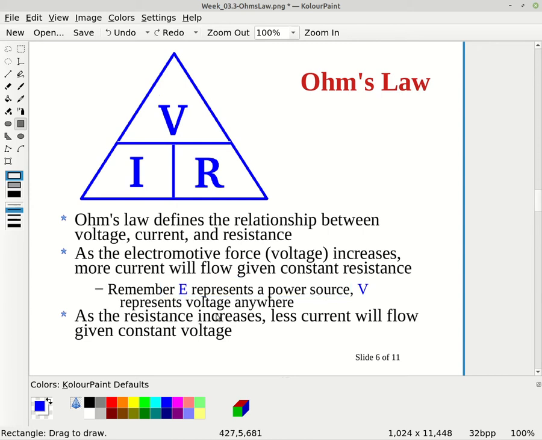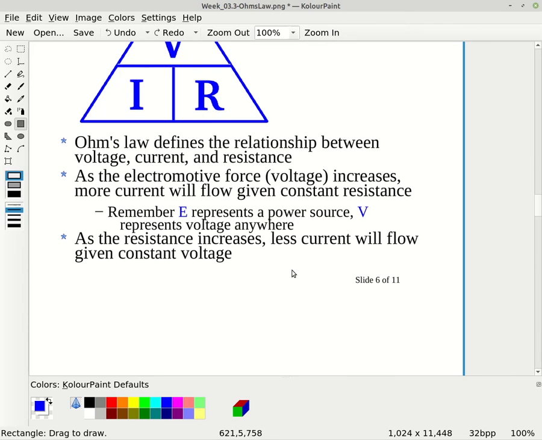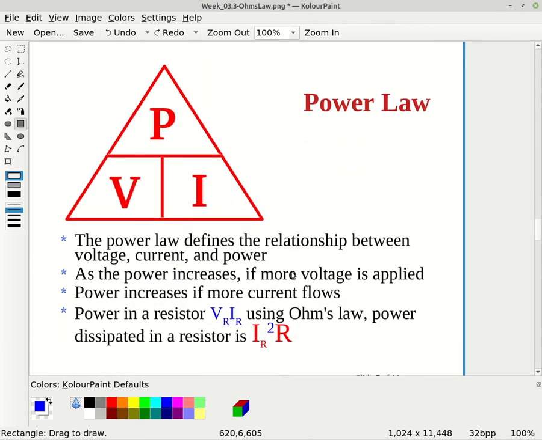As the resistance increases, if we don't change the voltage and resistance increases, then the current will decrease. Right? Now the power law looks effectively exactly like the voltage law. So if we wanted to find power, we would basically cover that up and we would calculate power as voltage times current.